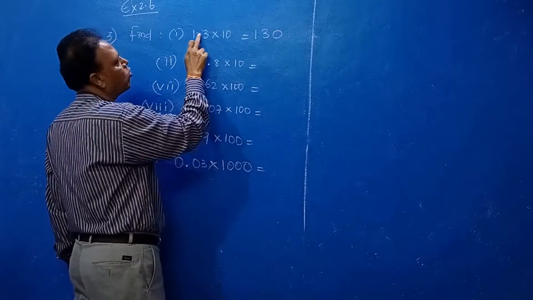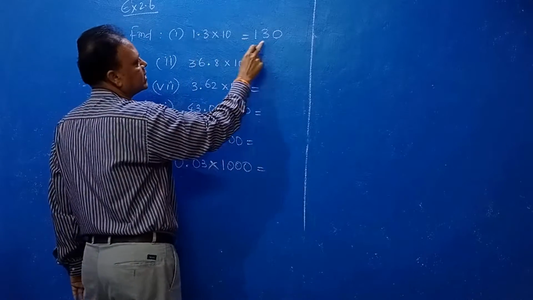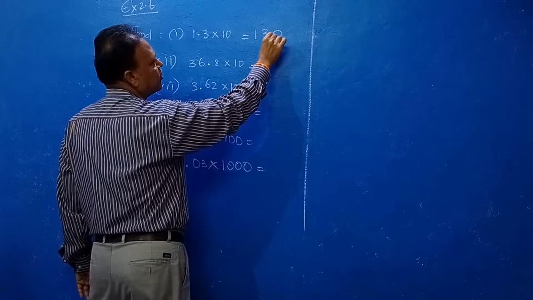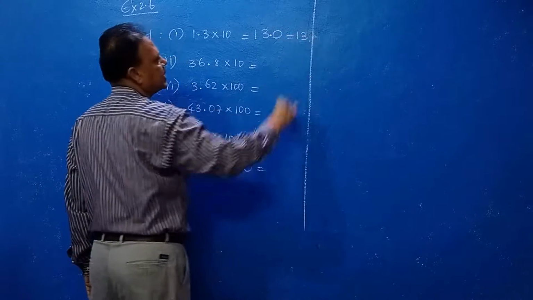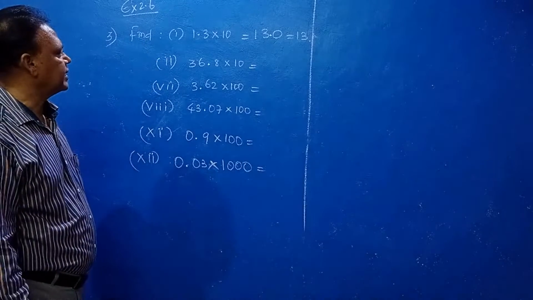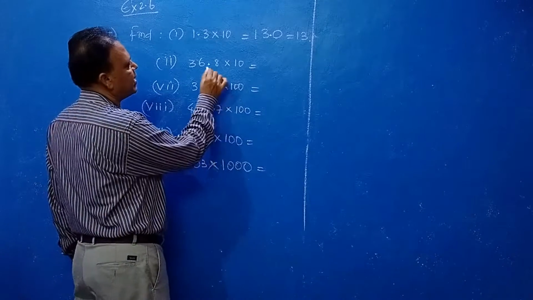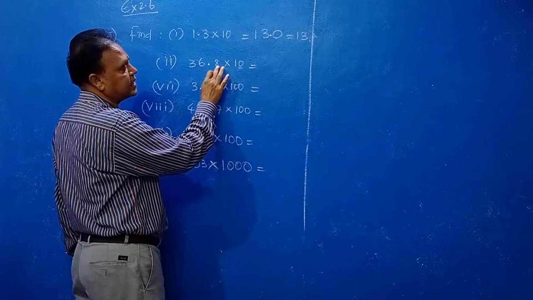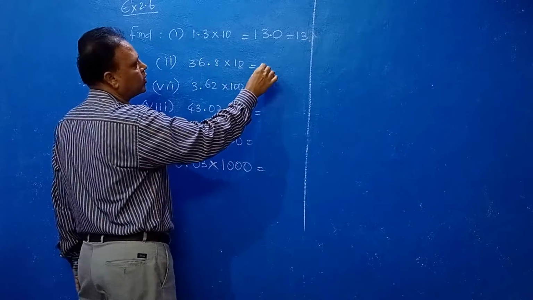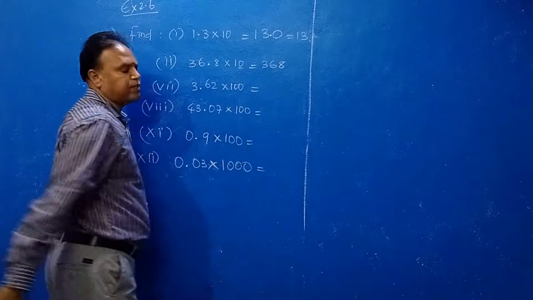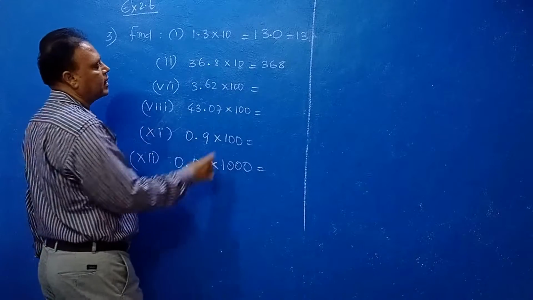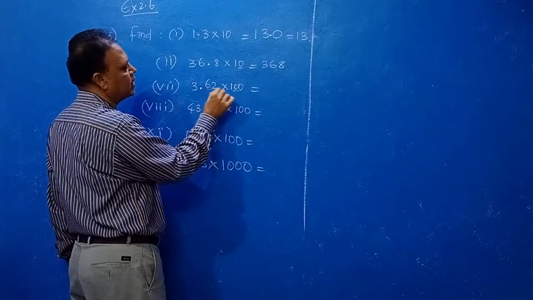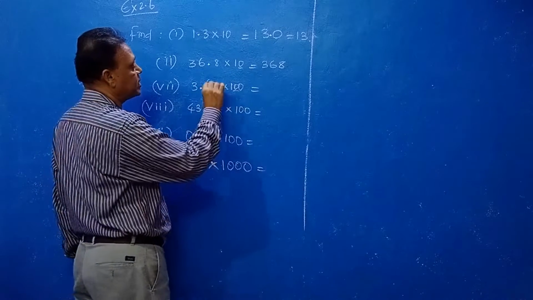Then after the decimal, how many digits are there? Only one digit. So from the right, you leave one digit and keep the point. That is 13.0, that is 13. Like this also you can do. Multiply by 10 means you can remove the decimal. Here 100 means two zeros, and two digits after decimal means you can remove the decimal.